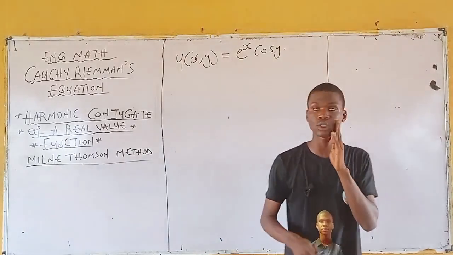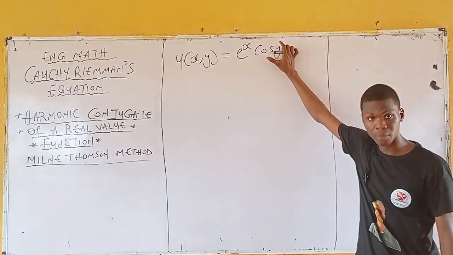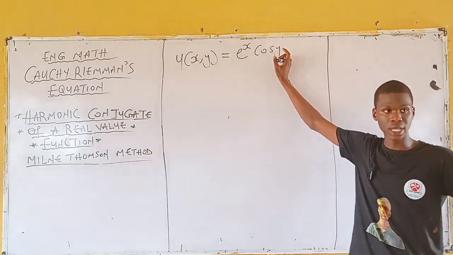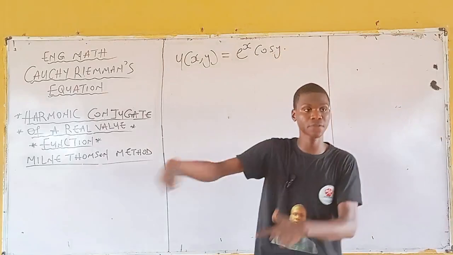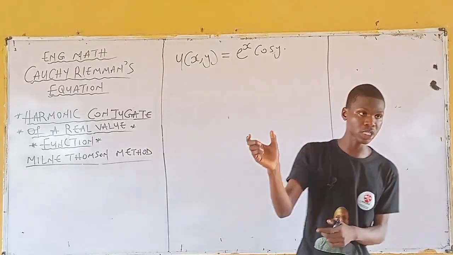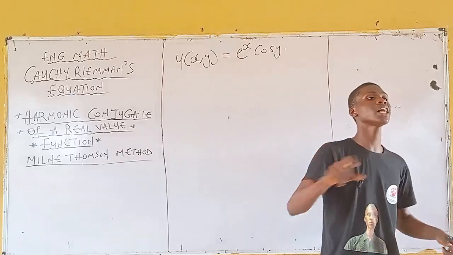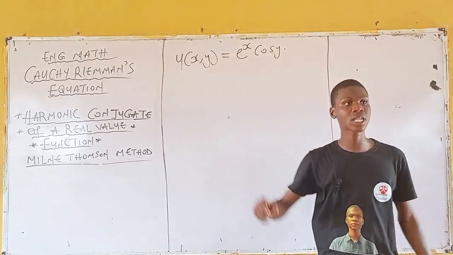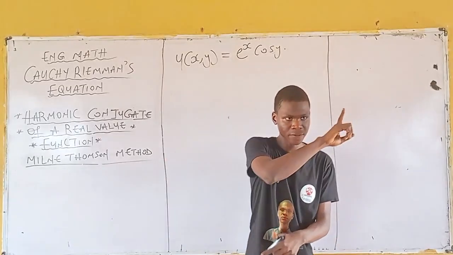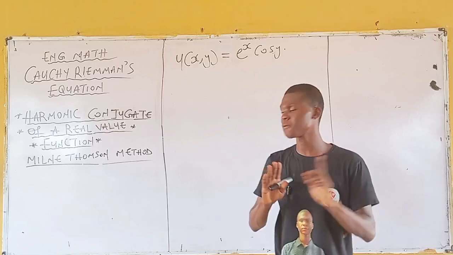For the first one, we've actually solved this same question using the partial derivatives. We've gotten the f of z, meaning we've gotten the analytic function. But the way we solved that was that we found the conjugate, which was v, then we substituted into the analytic function, meaning f of z. But by Milne-Thomson method, we are going to get the f of z directly.